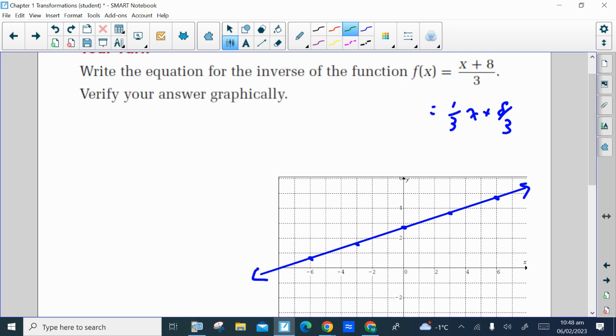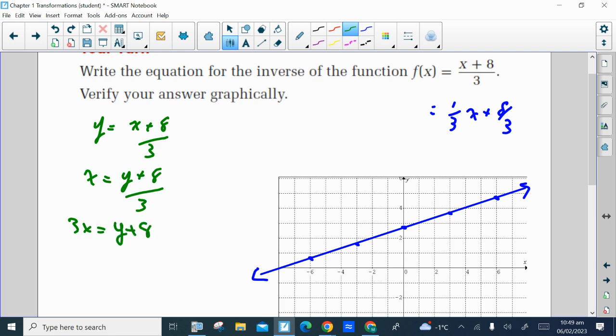To get the equation of the inverse, we'll start with y equals x plus 8 over 3. And you start by switching x and y around. To get y by itself, I would multiply both sides by 3. That gets rid of the denominator of 3 on the right. And then subtract 8 from both sides. So there's the equation of the inverse.